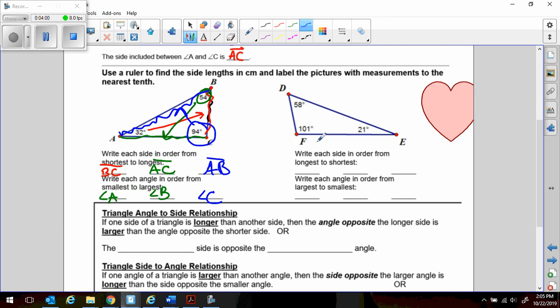This one you guys are going to try. I want you to write each side in order from longest to shortest, so you can do the opposite. And they're giving you the angles again. Write down the biggest angle first, and then the medium one, and then the smaller one.